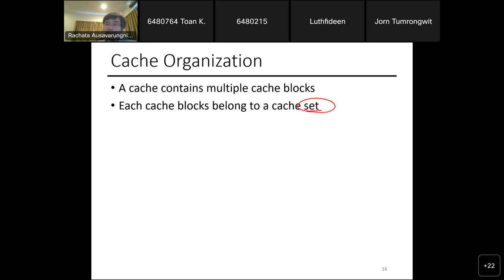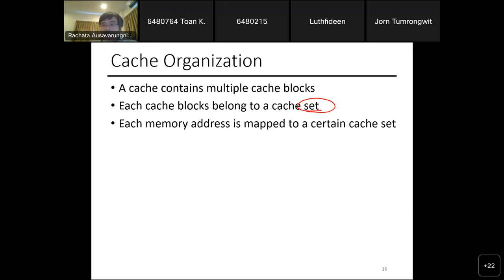It's a collection of things, right? So a cache block belongs to one set, right? And if it's a duplicate block, it's still basically one item in that set. Each memory address you try to access will be mapped to a certain cache set. So let's look at these 3 bullet points alone and draw some picture, all right?